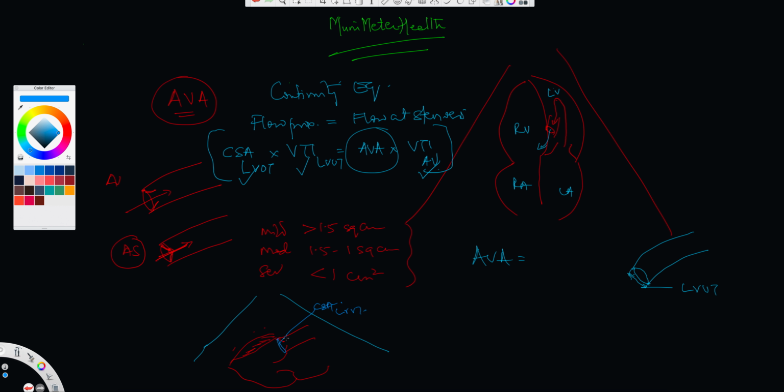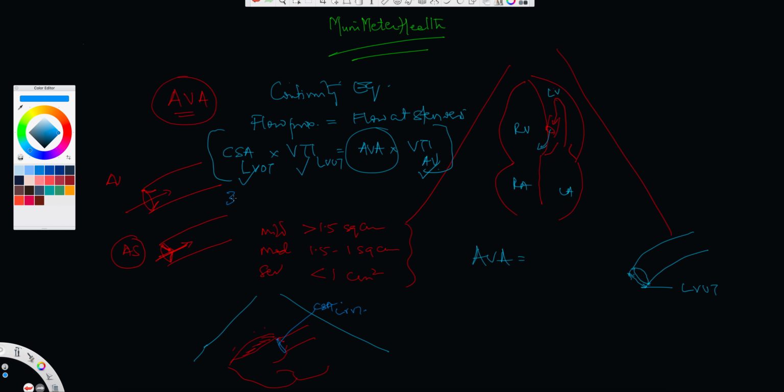So you measure this, and this is the diameter. You can measure this diameter, and therefore you can measure the cross-sectional area. So the diameter, for instance, is about 2 centimeters, okay? So say if it's 2 centimeters, then the radius would be half of the diameter, that is 1. So what is the cross-sectional area of the LVOT?